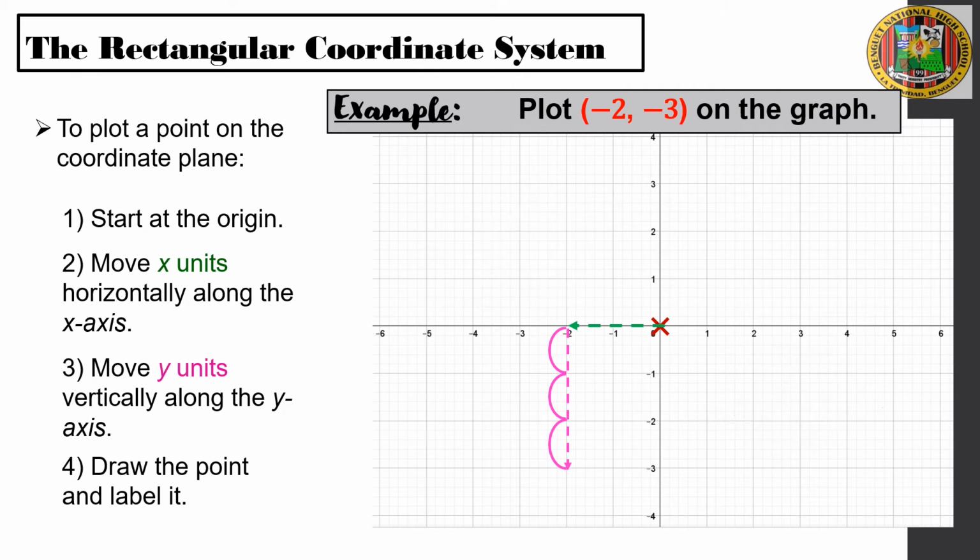So now that we've moved along the x and y axis, we now draw the point on the location where we stopped. And this point represents the location of the point -2, -3.